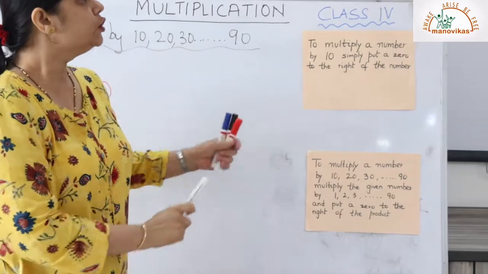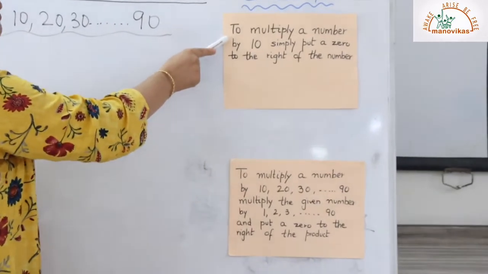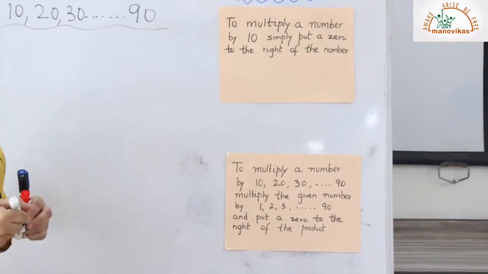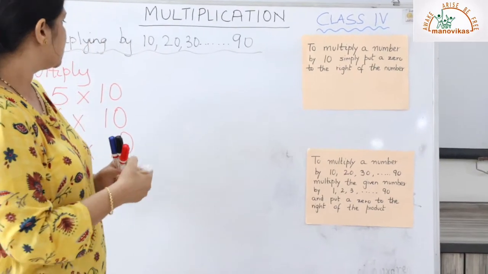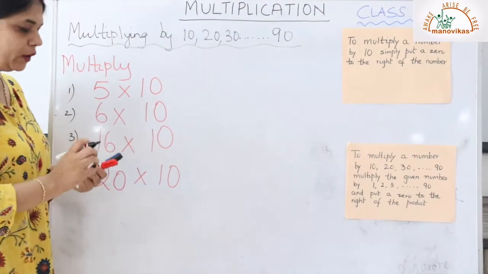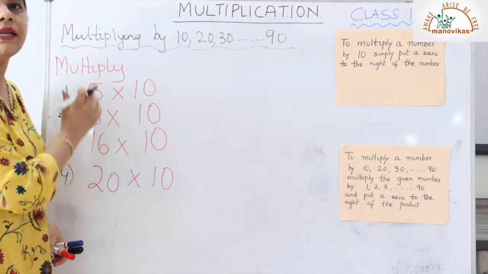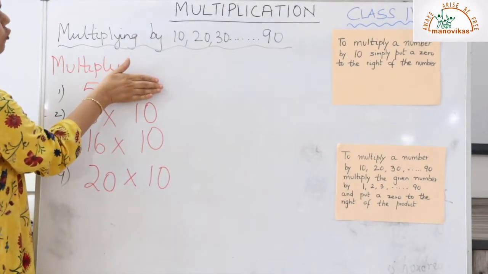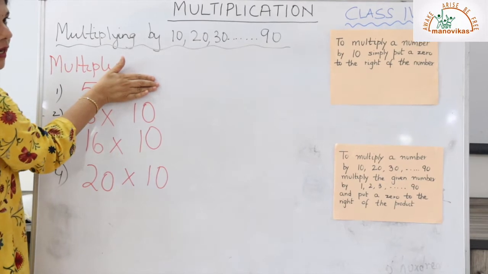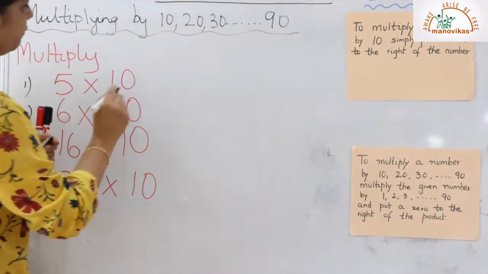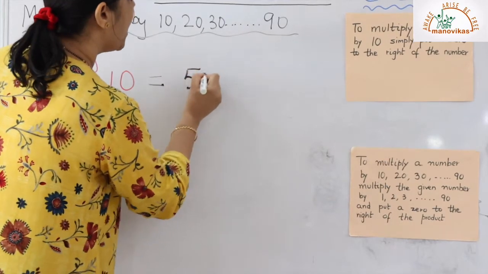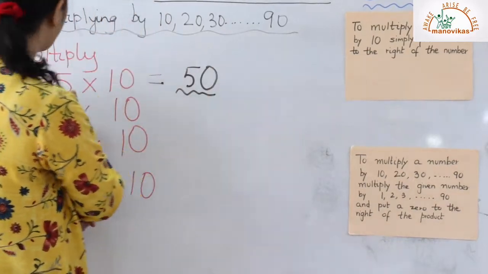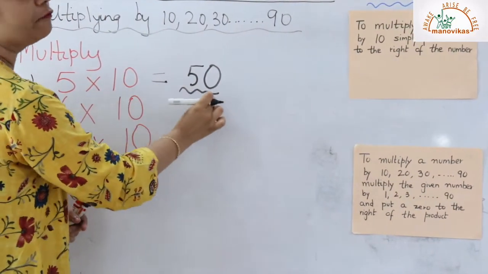So, to multiply a number by 10, simply put a 0 to the right of the number. I will explain what this means with the help of some examples. See, here I have written some examples. Now when you have to multiply any given number by 10, you will just write the number which you have to multiply. Here, which is the number you need to multiply with 10? Yes, it is 5, right? So write the number 5 and put a 0 to the right of the number. So 5 multiplied by 10 is 50.